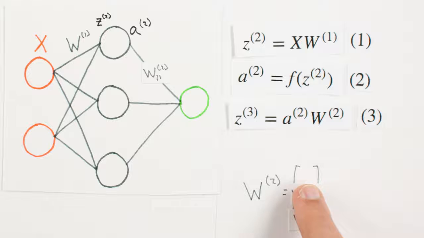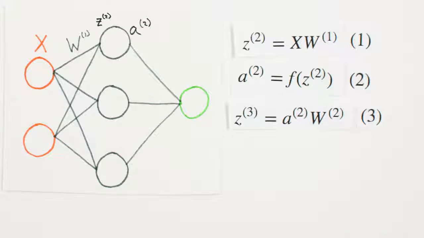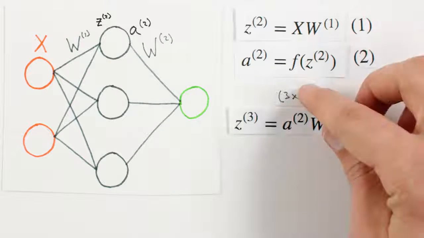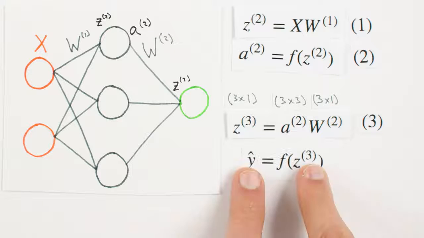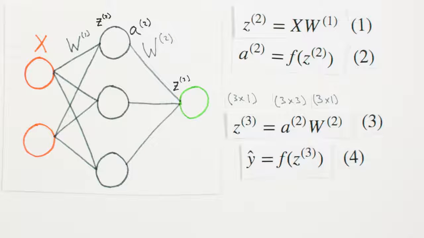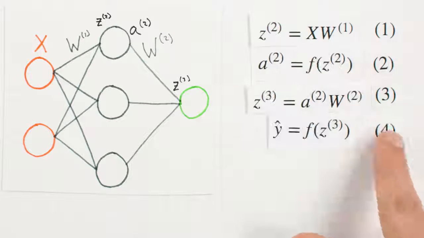W2 is of size 3 by 1, 1 weight for each synapse. Multiplying A2, a 3 by 3, by W2, a 3 by 1, results in a 3 by 1 matrix Z3, the activity of our third layer. Z3 has 3 activity values, 1 for each example. Last but not least, we'll apply our activation function to Z3, yielding our official estimate of your test score, y hat.